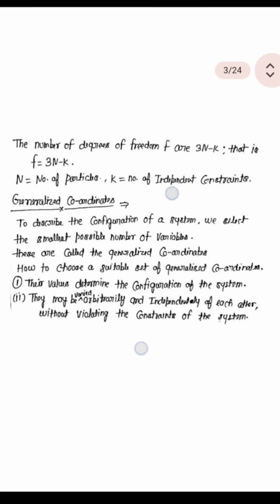फिर है generalized coordinate क्या होते हैं? To describe the configuration of a system we select the smallest possible number of variables. These are called the generalized coordinates. How to choose a suitable set of Cartesian generalized coordinates? So number one, their values determine the configuration of the system. Number second, they may be varied arbitrarily and independently of each other without violating the constraints of the system.